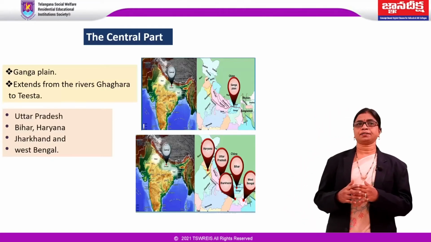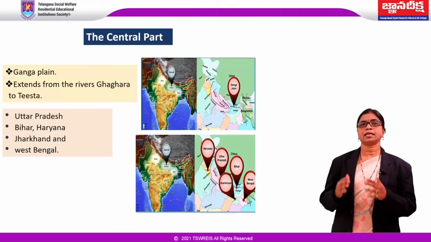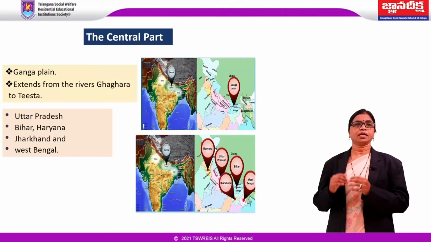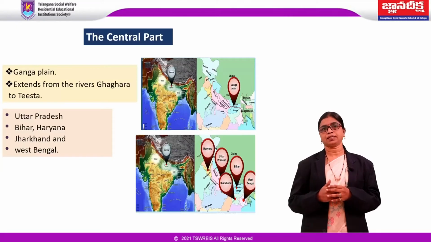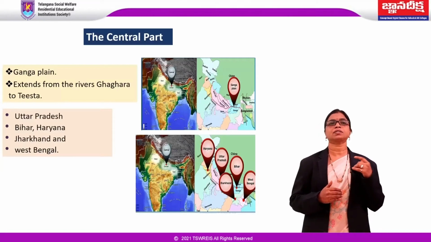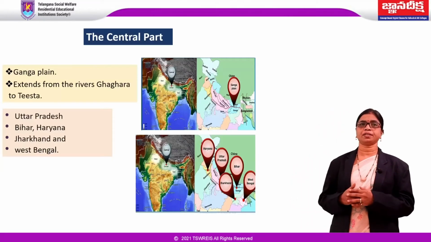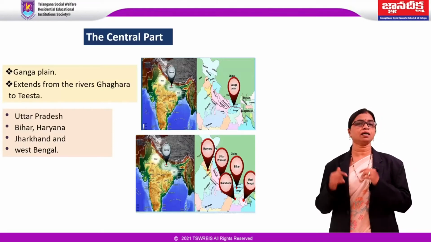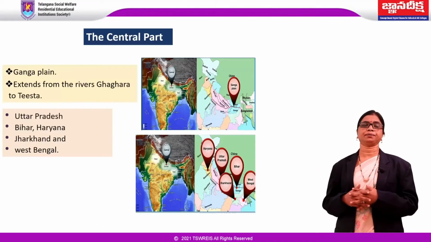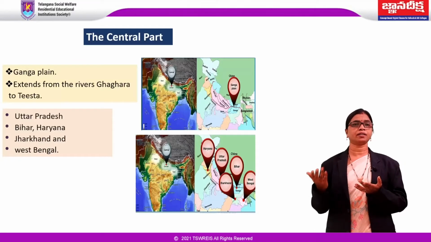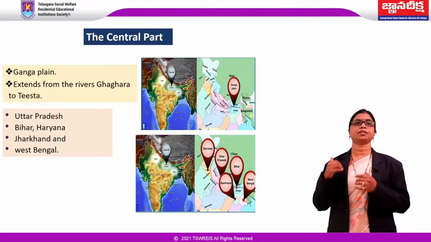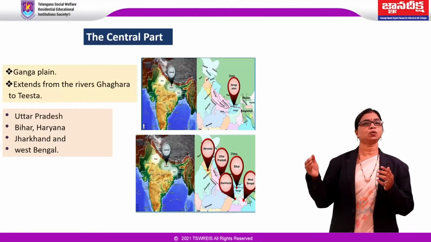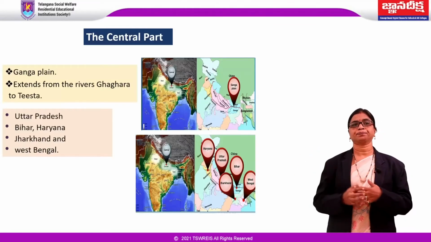The central part is called the Ganga Plain. It extends from the river Ghaghara to Teesta. It is spread across the states of Uttar Pradesh, Bihar, Haryana, Jharkhand and West Bengal. It is the place where rivers like Ganga and Yamuna merge and get distributed into their tributaries, Son, Kosi, etc.